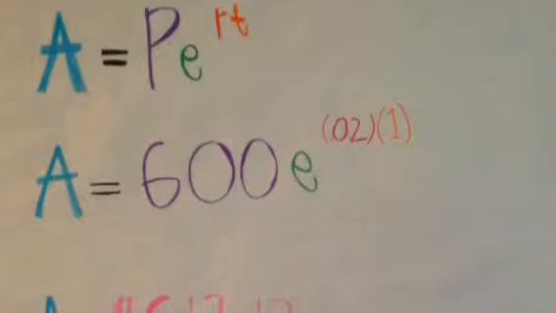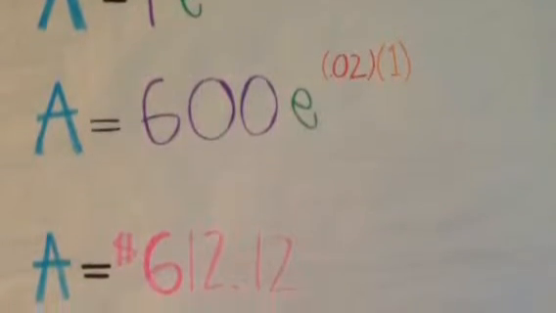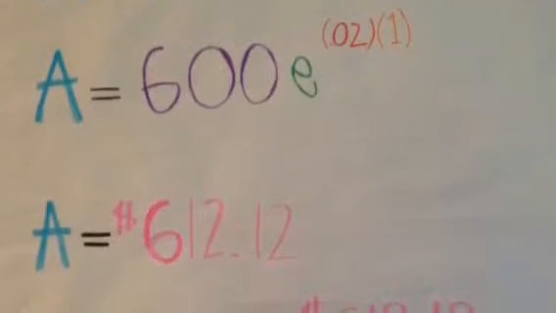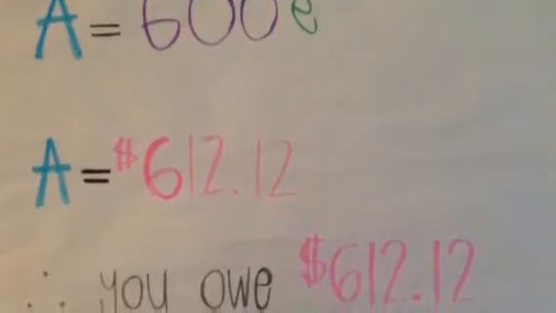After you plug in your numbers, your formula should look like this. And when you plug it into your calculator, you will find A equals $612.12. Therefore, you owe the bank $612.12.